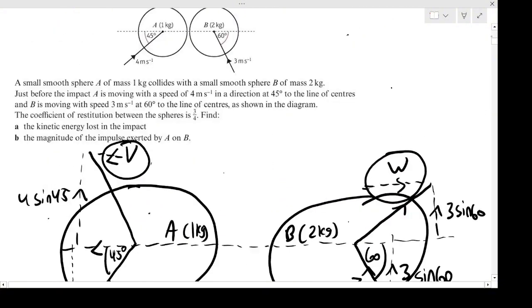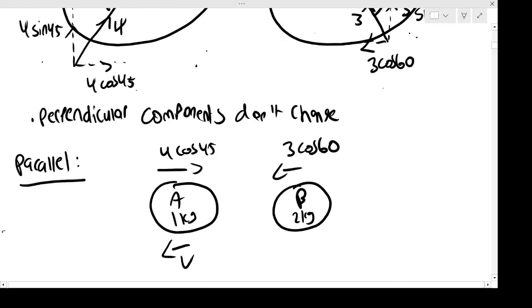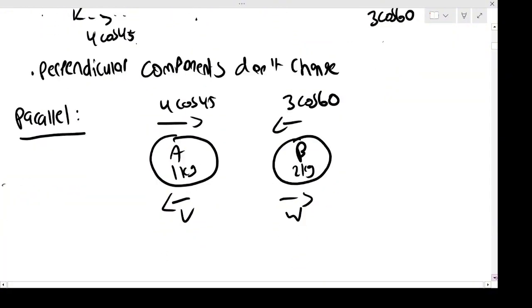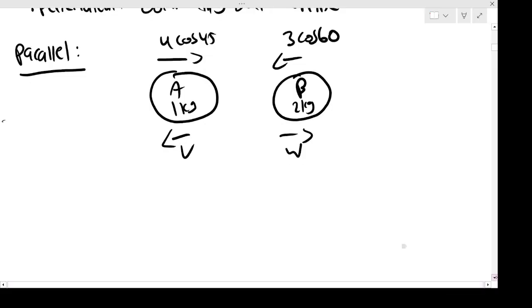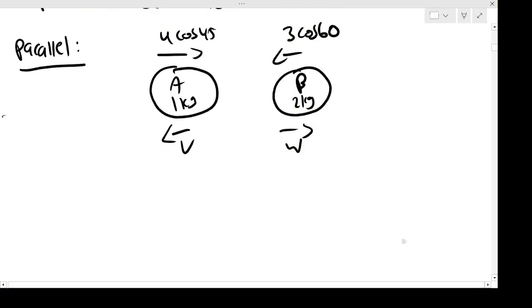Then afterwards, as I discussed, the parallel speed is V going backwards, and for B it's W going forwards. So I'm going to add that on, and hopefully you can see it's just a standard 1D collision problem at that point. That's what the problem boils down to. That's why I said it's just a glorified 1D collision situation, essentially. This is so that we can find the speeds V and W here.